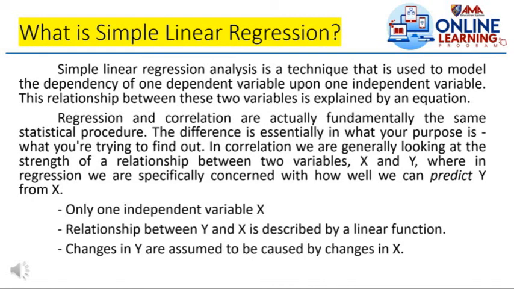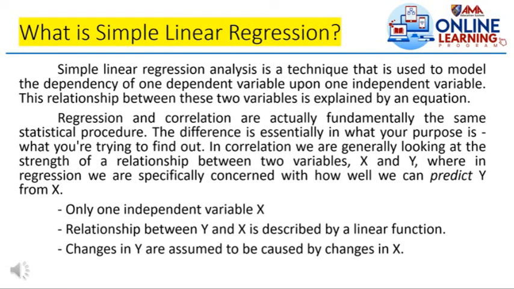In correlation, we are generally looking at the strength of a relationship between two variables x and y. Whereas in regression, we are specifically concerned with how well we can predict y from x. Only one independent variable x. The relationship between y and x is described by a linear function. Changes in y are assumed to be caused by changes in x.